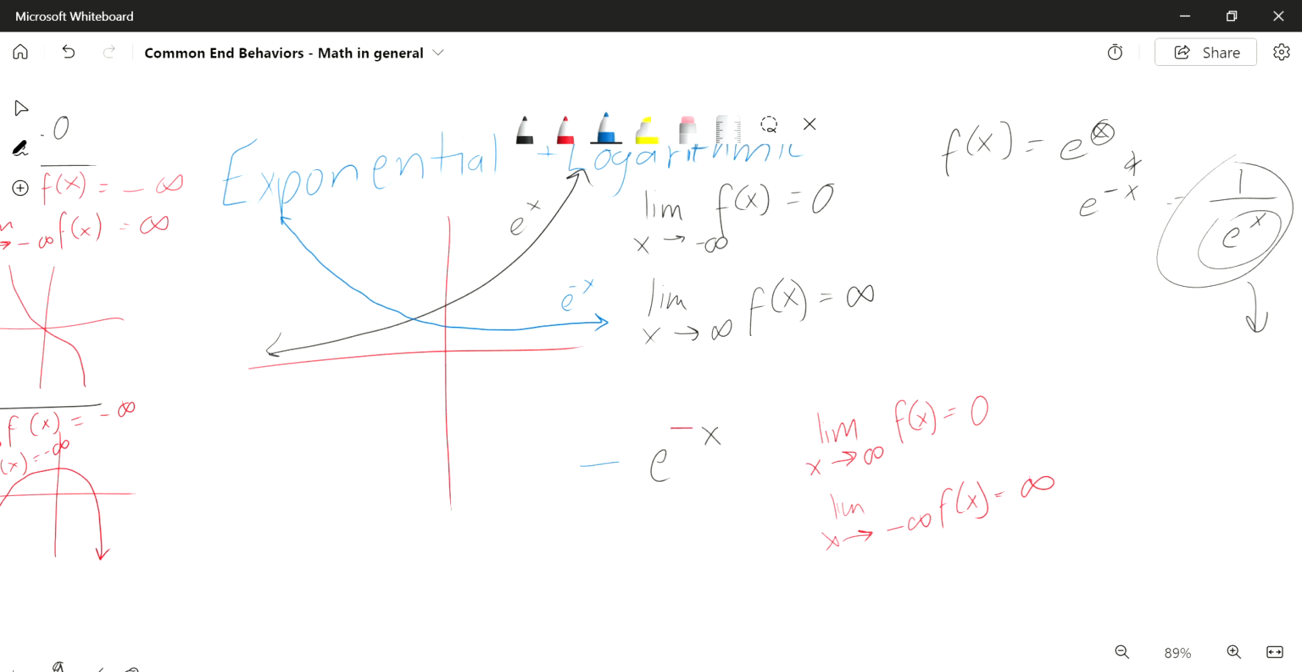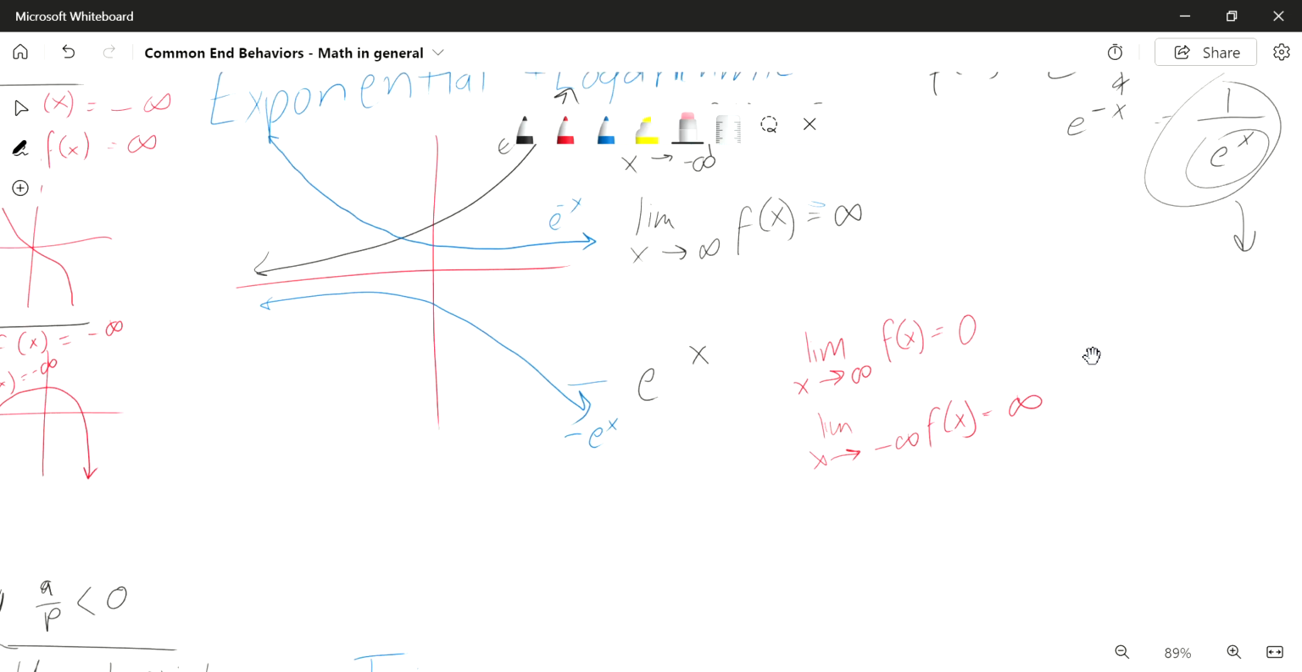But if you were to add a coefficient over here that is negative, instead of this being infinity, that's just negative infinity. It doesn't change the limit where the function approaches 0, but instead of it approaching infinity, it will approach negative infinity. And that doesn't matter whether this is the infinite or negative infinite limit. So, for example, this would be the function negative e to the x. As you can see, the limit as x approaches negative infinity is the same, but instead of going positive, it's just going more negative.